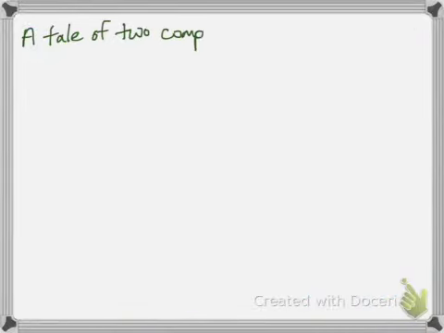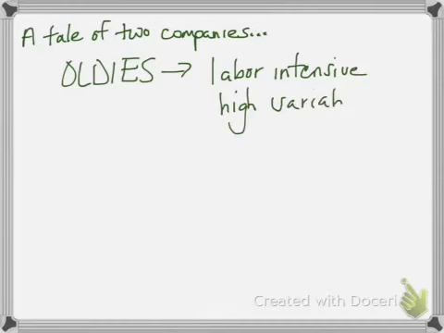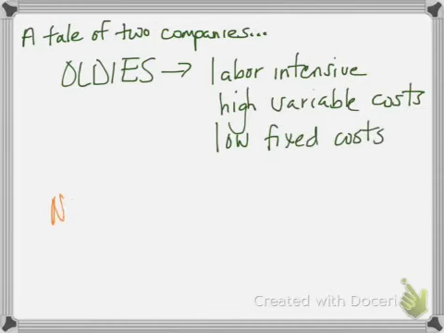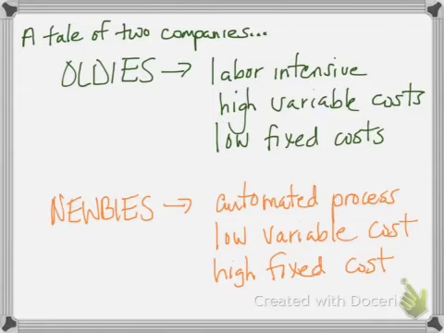Let's look at a tale of two companies. We're going to look at Oldies, which is a company that's labor intensive. They pay for their labor, so they have high variable costs and relatively low fixed costs. In the same industry, we have Newbies, and they've decided to mechanize, to automate their production process, so they don't have a lot of people, but they have a lot of machines doing the work. So they've got low variable cost, but a high fixed cost. You can think of that as straight line depreciation year after year as they depreciate this equipment.